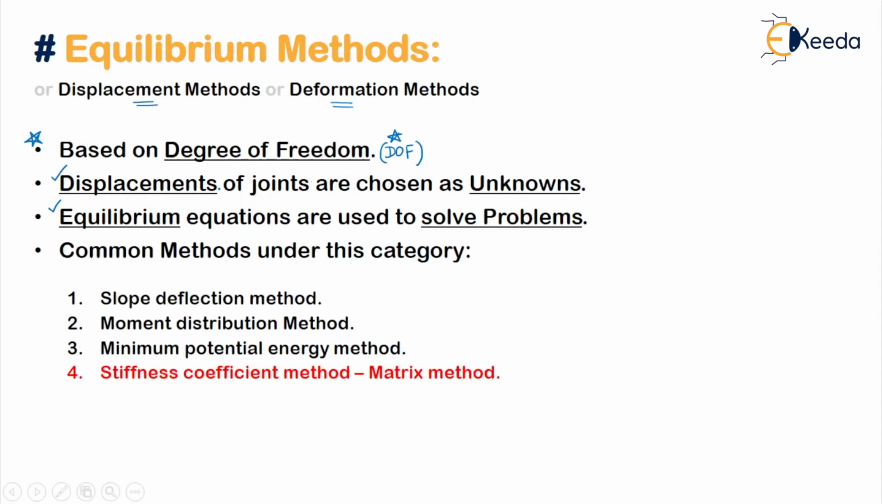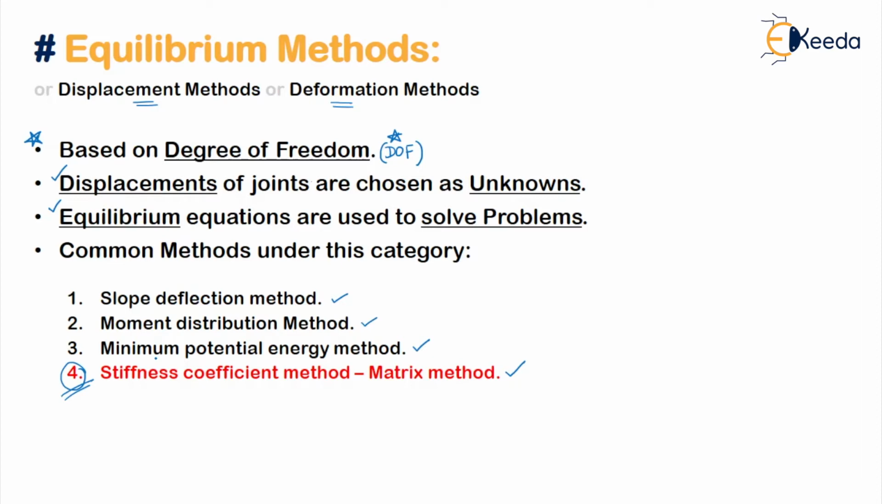Now there are so many types of equilibrium methods. These are the four types of equilibrium methods which are available for us. First one is the slope deflection method, second one is the moment distribution method, third one is the minimum potential energy method, and the fourth one is the stiffness coefficient method in the matrix form. So this chapter is all about the stiffness coefficient method. This method comes under your equilibrium methods, where you use equilibrium equations for solving the problem and the displacements of the joints as unknowns, and all these methods are based on the degree of freedom.